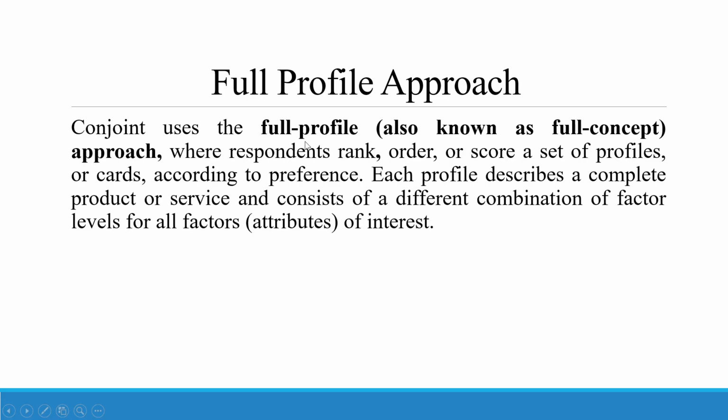Conjoint uses a full profile, also known as a full concept approach, where respondents rank, order, or score a set of profiles or cards according to their preference. Each profile describes a complete product or service and consists of different combinations of factor labels for all factors or attributes of interest. This I will explain in the next slide.